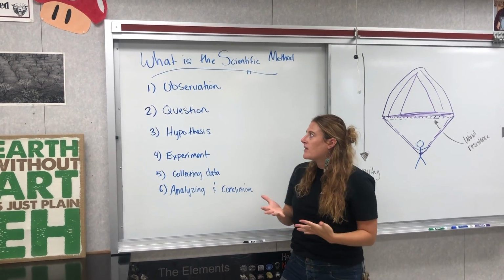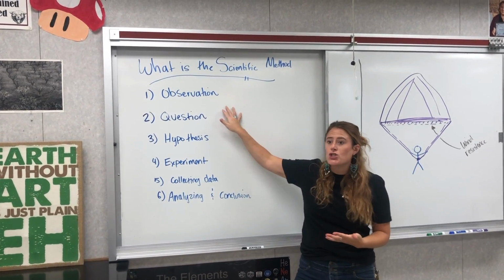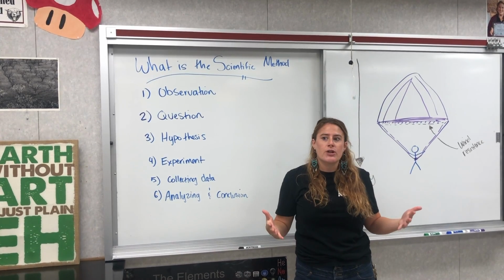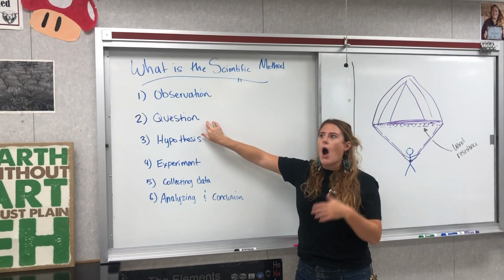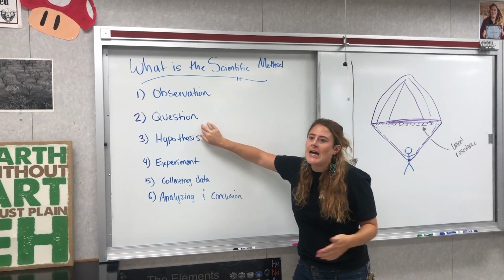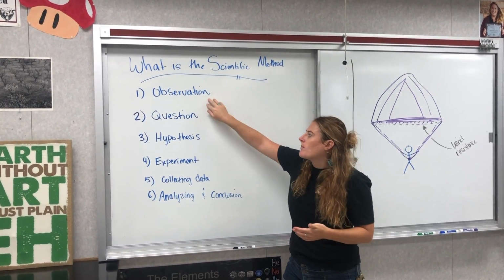To do the scientific method, the first step is an observation. So you're seeing something in the world and you're going, like, I wonder why that's happening. Then you have a question. So why is this happening? How is this happening? Trying to figure out what your observation is.